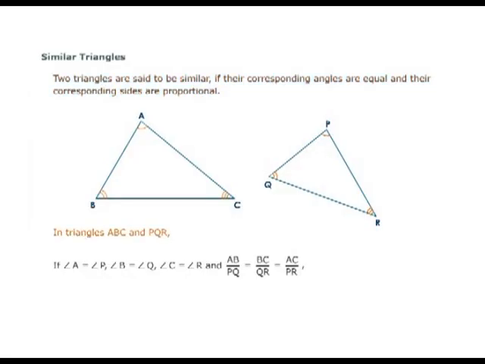In triangles ABC and PQR, if angle A is equal to angle P, angle B is equal to angle Q, and angle C is equal to angle R, and that AB over PQ is equal to BC over QR is equal to AC over PR, then triangle ABC is similar to triangle PQR.